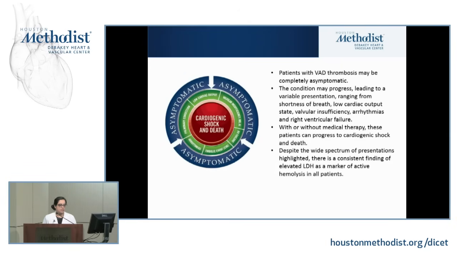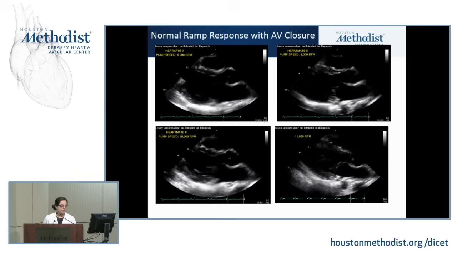Another thing is that the whole hemolysis and pump thrombosis business is a spectrum. Patients can be completely asymptomatic but may have a clot there. So when you're doing RAMP studies on these completely asymptomatic patients, don't be surprised. But they can have any number of presentations, including cardiogenic shock and death. I mean, there was a patient that I had seen at Mayo whose presentation was cardiogenic shock and the pump had completely clotted off. So that can also happen.